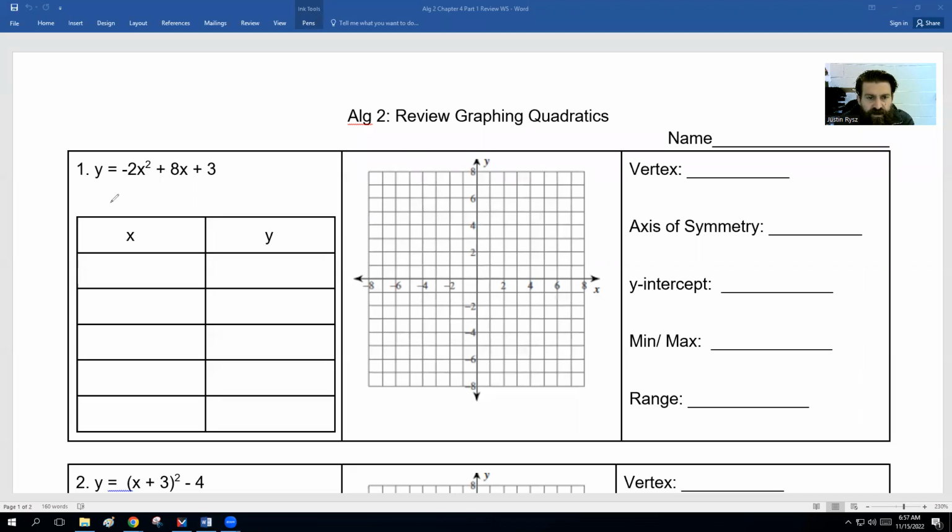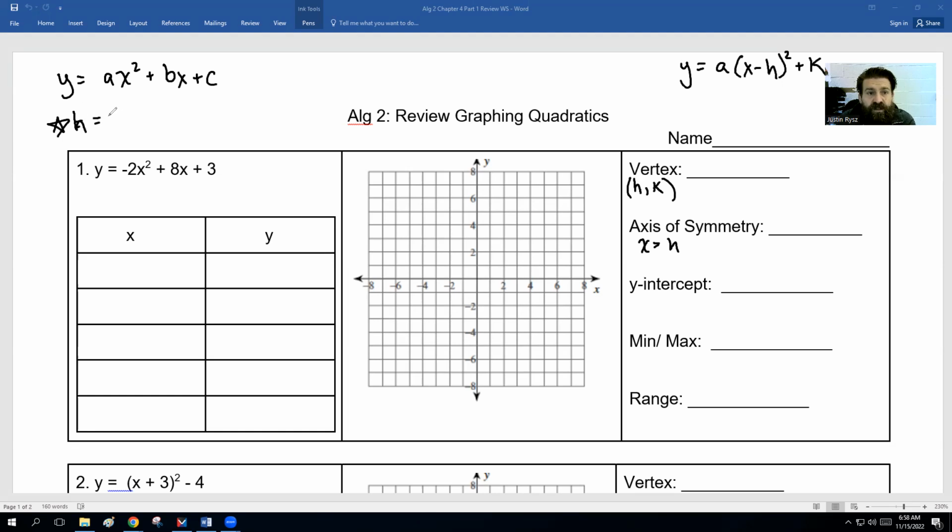So first off, our equation here is in standard form. So standard form is y equals a times x squared plus bx plus c, which is good. But usually we like to graph in vertex form, which is y equals a times (x minus h) squared plus k, because the vertex here is located at (h, k), and the axis of symmetry is x equals h. So we do have to do a little bit of work here. We have to remember that to get the h, we're going to use the formula negative b over 2a.